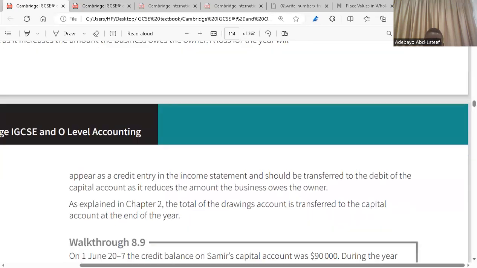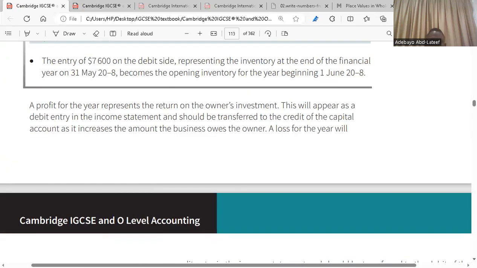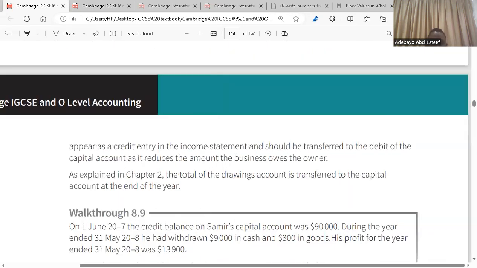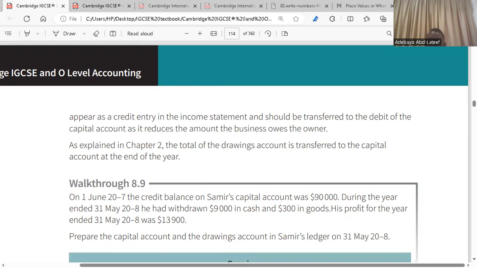A loss for the year, they said, will appear as a debit entry in the income statement and should be transferred to the credit of the capital account as it increases the amount the business owes the owner. A loss for the year will appear as a credit entry in the income statement and should be transferred to the debit of the capital account as it reduces the amount the business owes the owner.